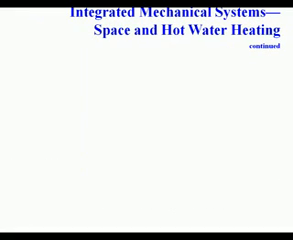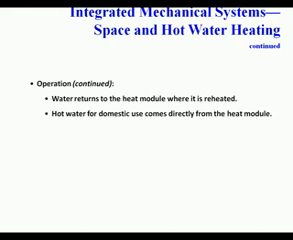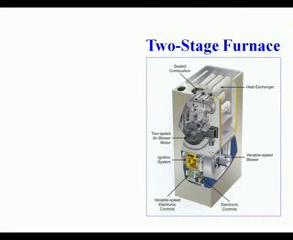On a call for heat, the pump in the air handling module draws hot water from the heat module or the hot water tank and circulates it. Heat from the water is transferred through the use of a heat exchanger and blower. The water returns to the heat exchanger module where it is reheated. The hot water for domestic use comes directly from the heat module.